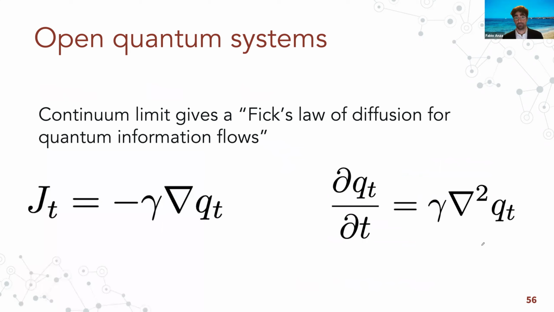For that rate equation, you can perform the continuum limit, and it actually gives you, this is why I've chosen it, because it's a simple model and a lot of people know of this, a fixed law of diffusion for quantum information flows, in the sense that you can check that the continuum limit of that rate equation gives you a flow that is basically the gradient of the probability distribution. And as a result of that, the continuity equation turns into a diffusion equation over the phase space.